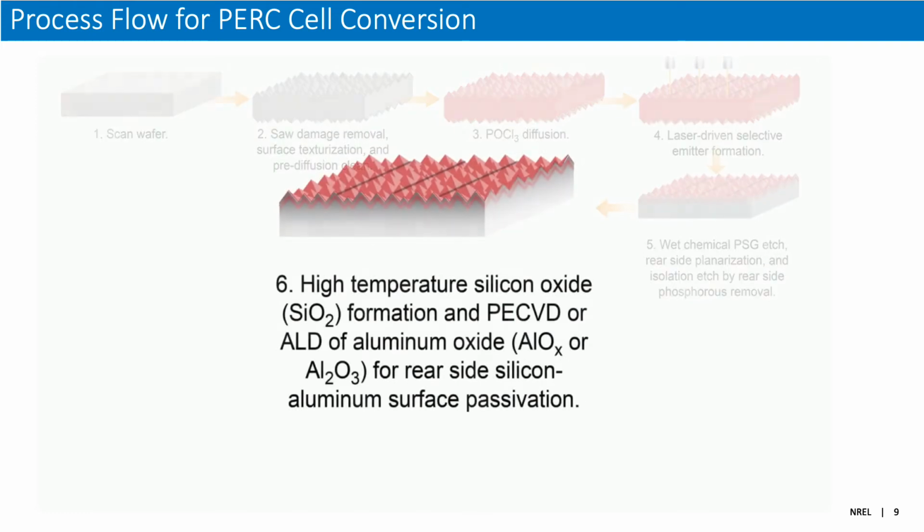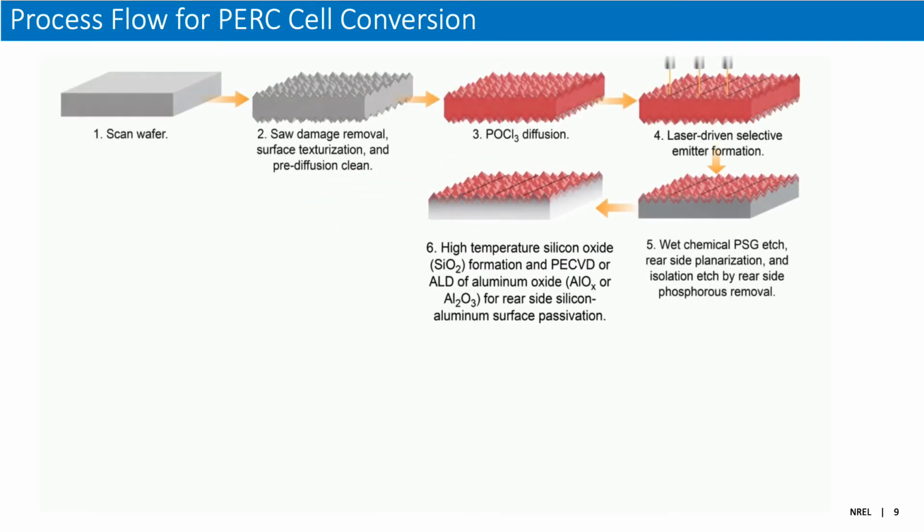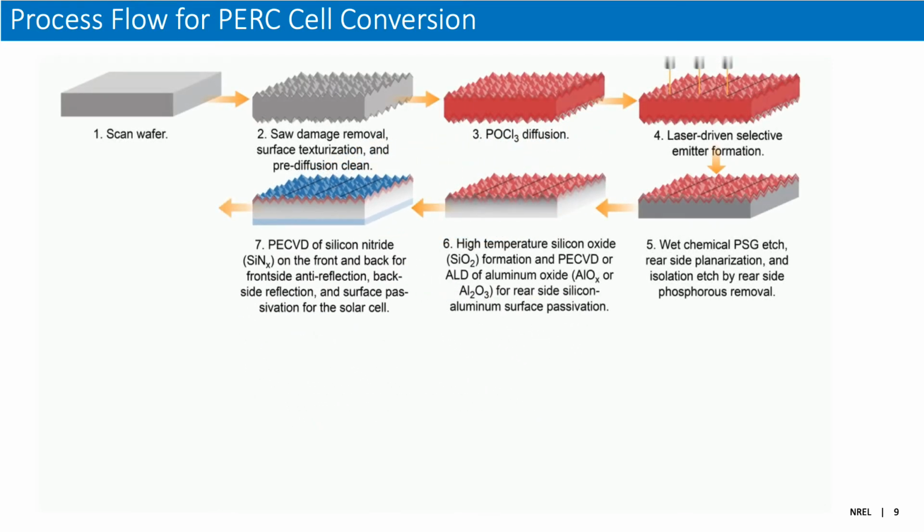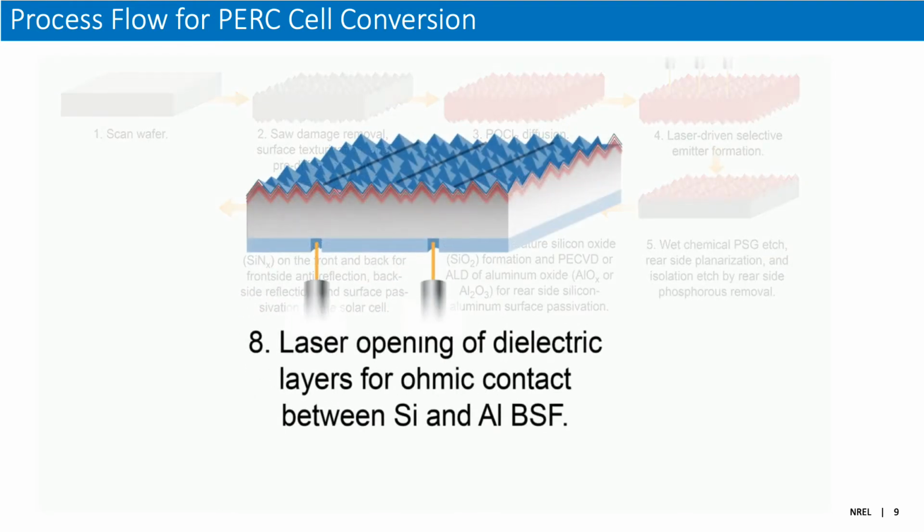Next, high temperatures are used to form a layer of silicon dioxide, and then aluminum oxide is deposited by plasma-enhanced chemical vapor deposition or atomic layer deposition for surface passivation. Next, silicon nitride is deposited by plasma-enhanced chemical vapor deposition, which serves as a front-side anti-reflective coating, a backside reflector, and overall surface passivation. Lasers are then used to create openings in those oxide and nitride dielectric layers so that ohmic contacts can be created between silicon and the rear metal, which is about to be added.